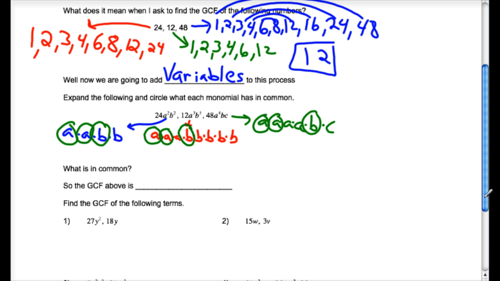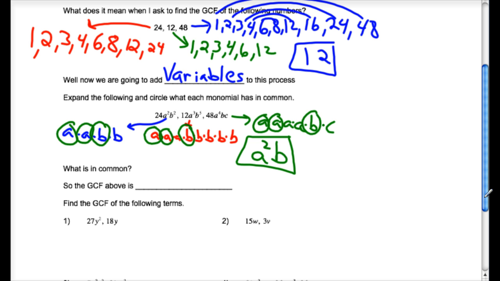Okay. So variable wise, what's the GCF? Just the variable part. A squared B. How did you get that? A and A is A squared, and A times B makes A squared B.